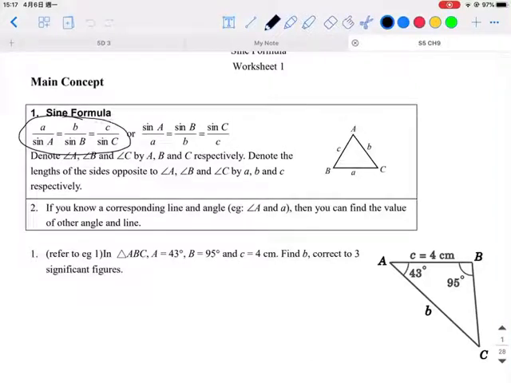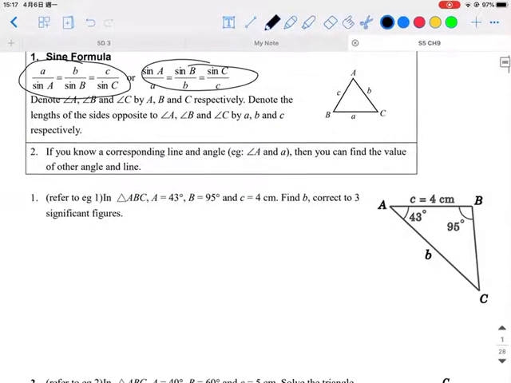So one is where the length is in the numerator, and the second one is where the angle is in the numerator. So it depends on what the question is asking. For the first one, the key concept is you must know its corresponding line and angle. That means a pair of it. If I know B and a small letter b, then I can find another angles and length.